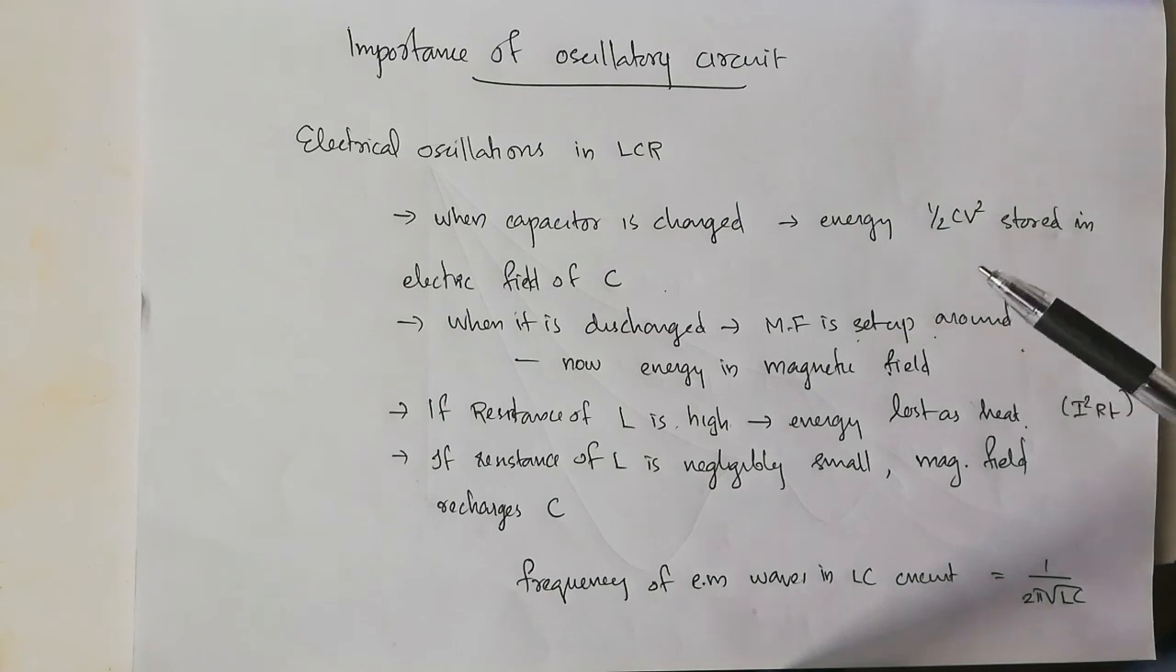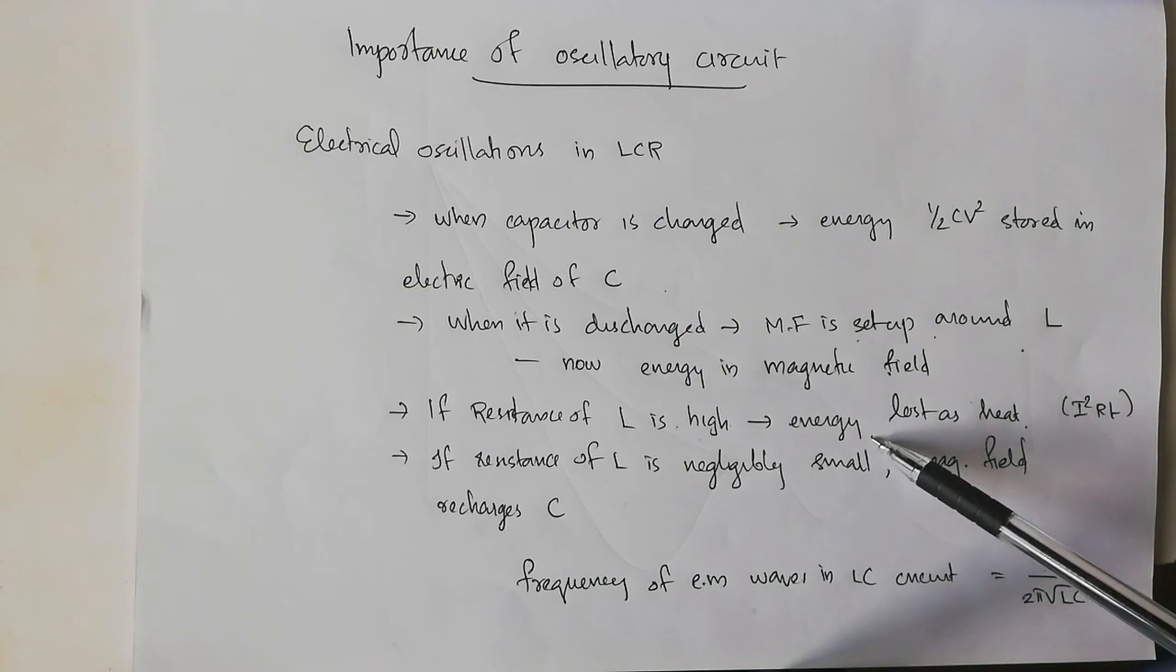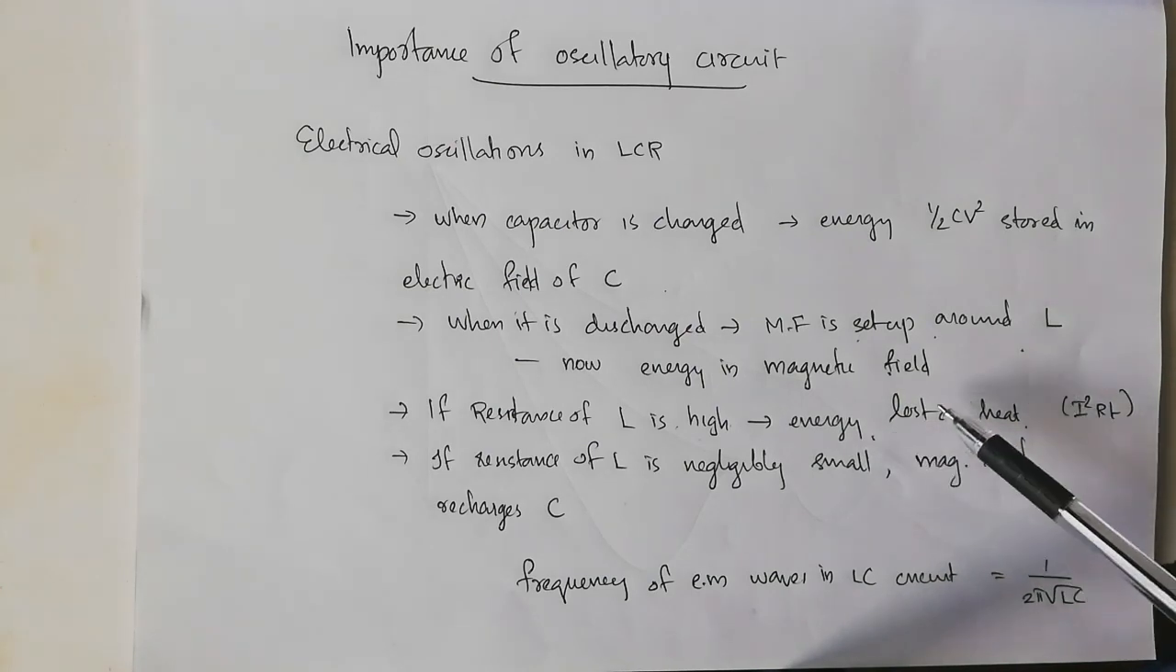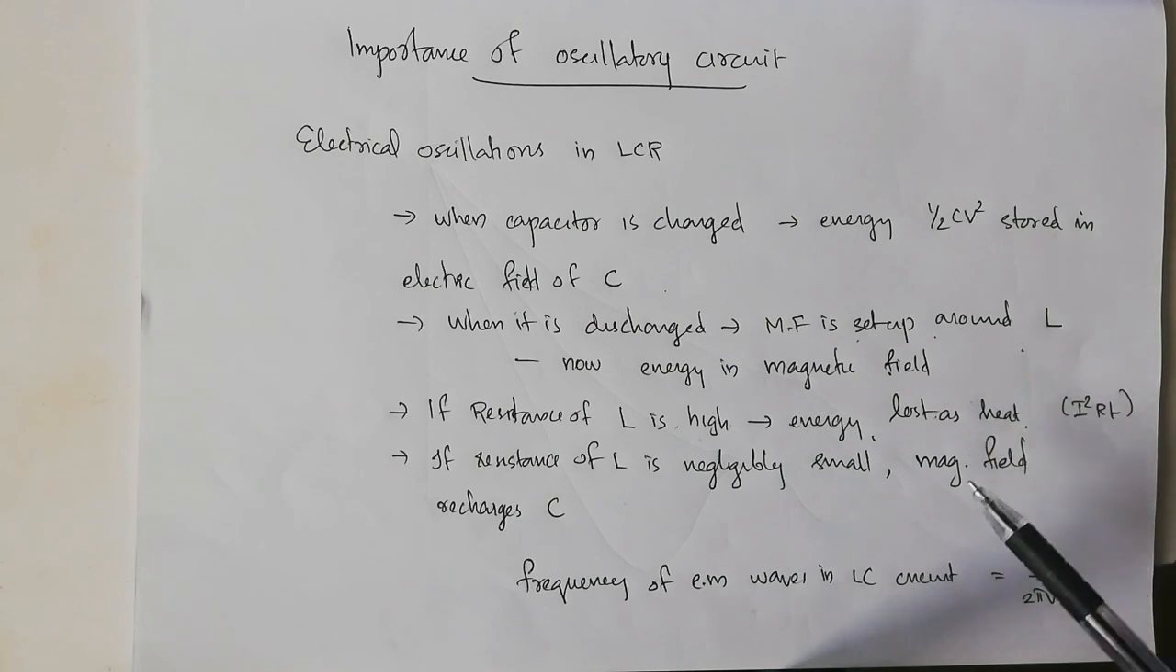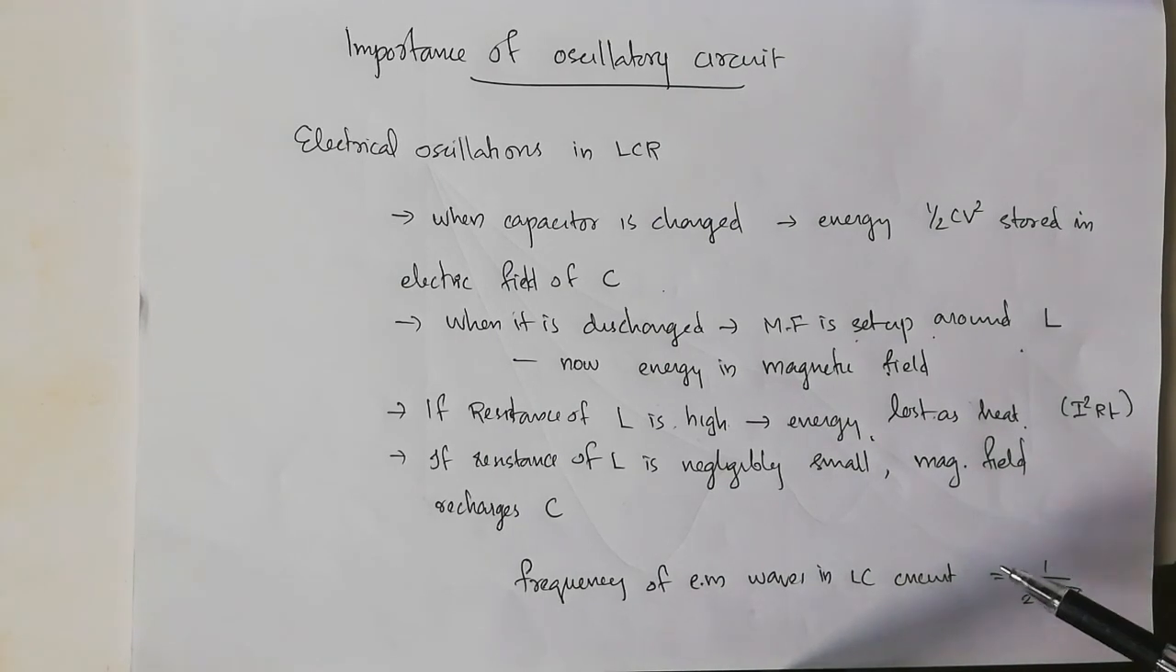So, there is a to and fro motion of charges between the capacitor and inductor, which produces a variation in the electric and magnetic field, which leads to the production of electromagnetic waves. In such a way, there will be electrical oscillations in a circuit having inductance, capacitance and a resistance. Then, the frequency of electromagnetic waves in such an LC circuit can be written as 1 by 2 pi root of LC. That's the importance of an oscillatory circuit.